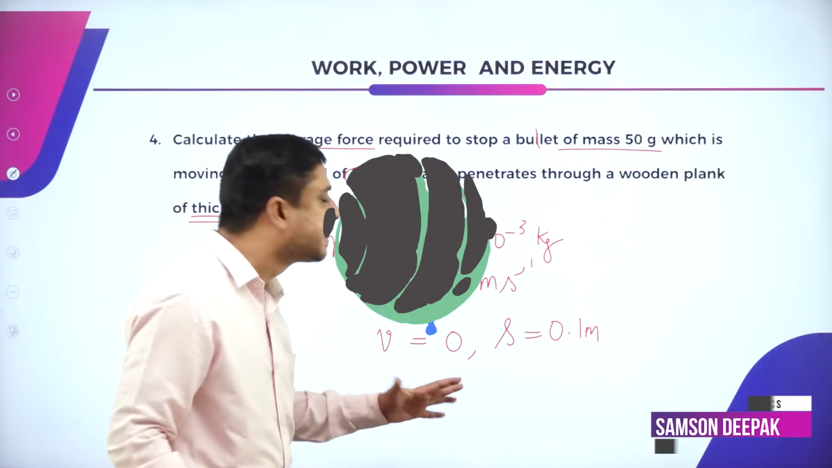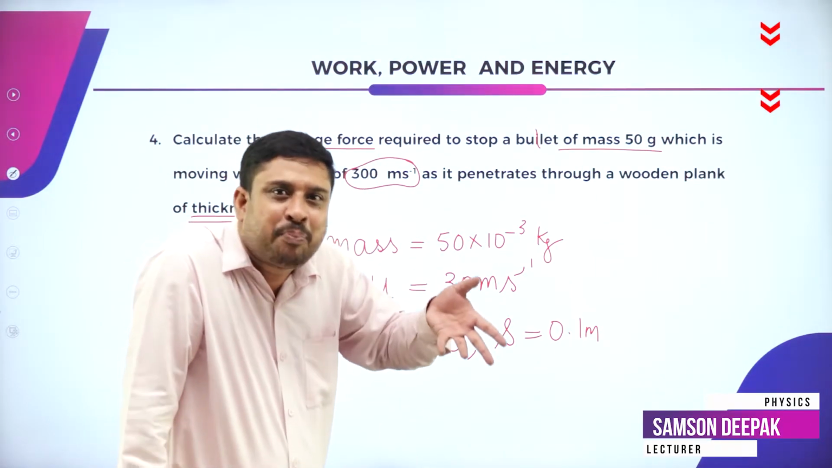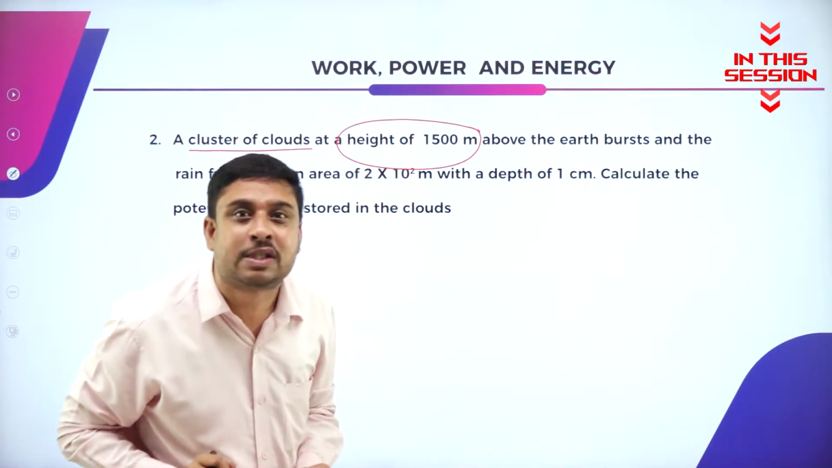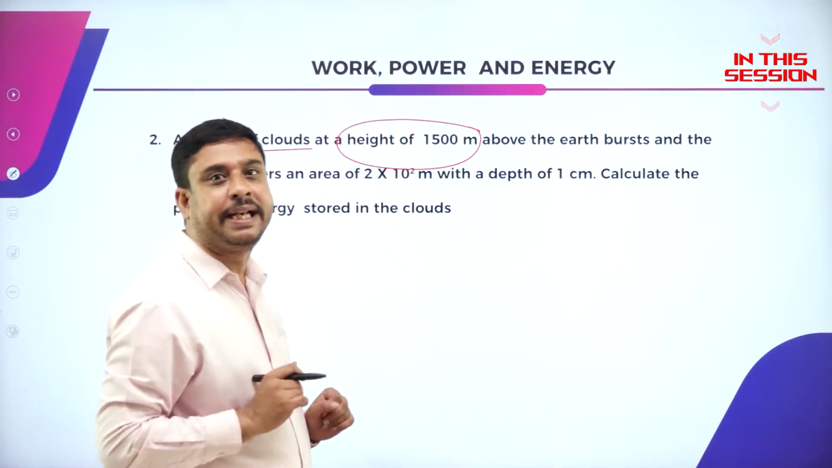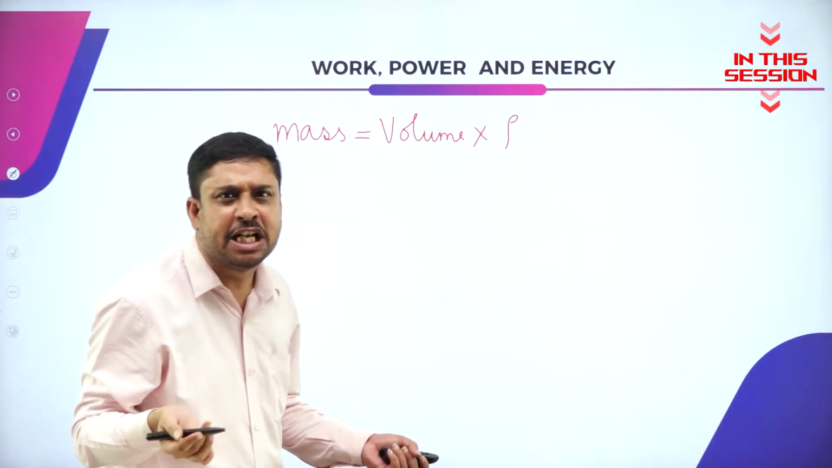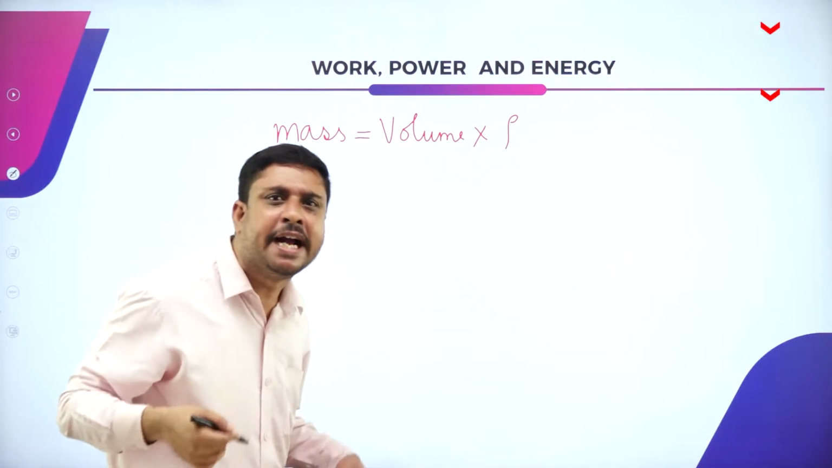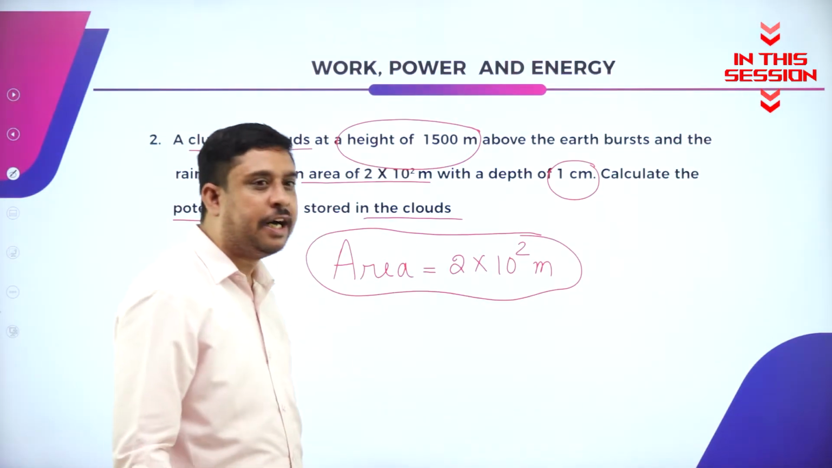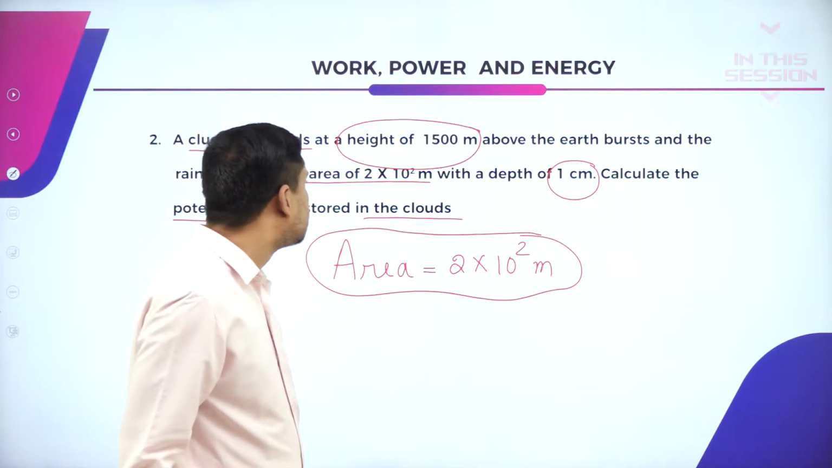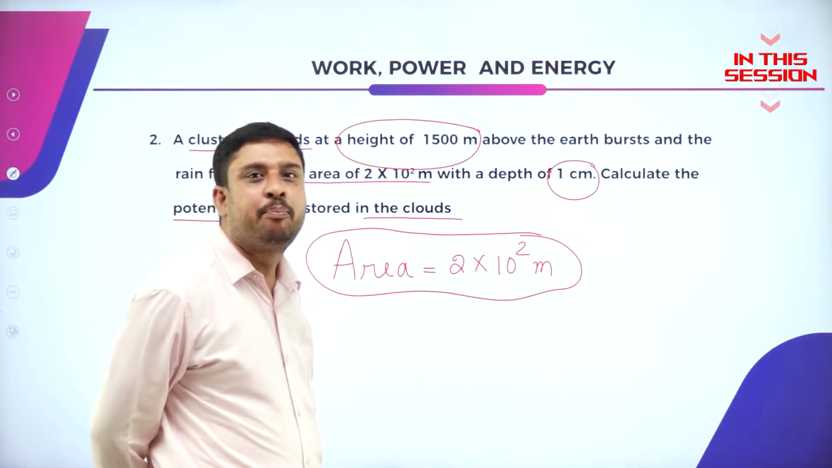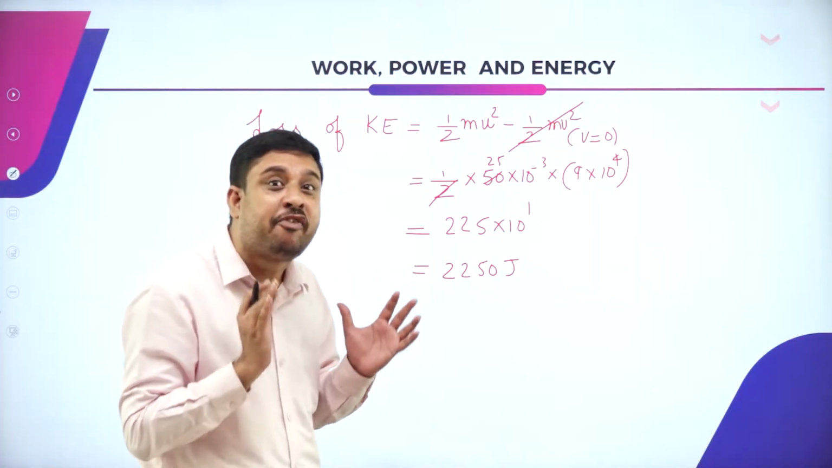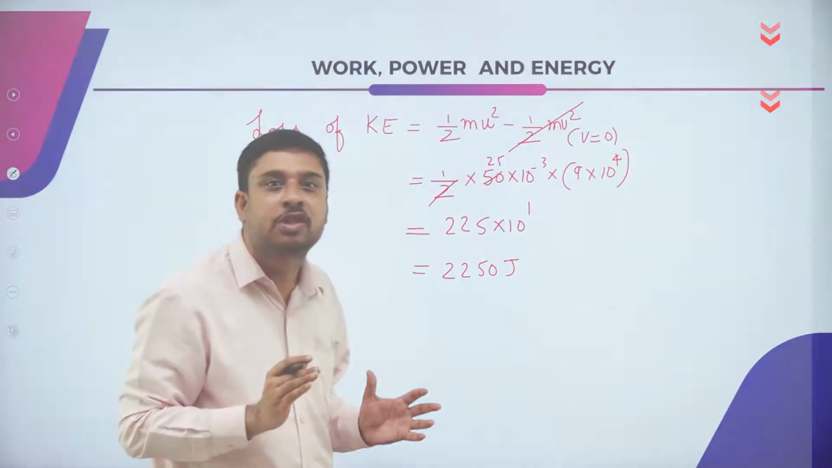With all these things given, what is the sample that I am coming across? Height from the surface of the earth is 1500 meter. By general definition of density, mass divided by volume. So the area covered by the rain is 2 into 10 power 2 meters. But I am asked to calculate the force, resistive force.